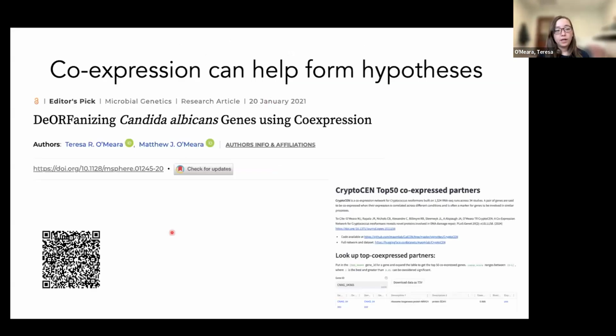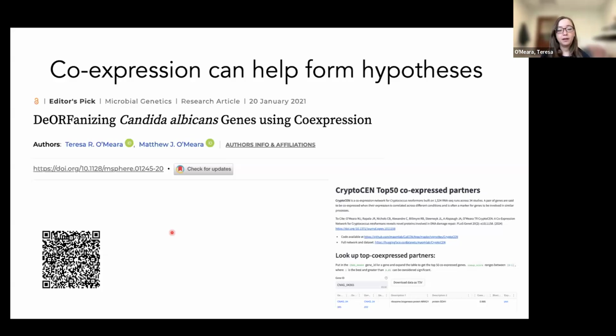So one of the things that we've been working on is the idea that co-expression is important and can help form hypotheses and decrease the number of tests you have to do to understand what a gene does. And so we've done this for Candida albicans, and we've also done this for Cryptococcus neoformans. And the idea is that if a gene is transcriptionally expressed with a cluster of other genes, that they always behave the same way across multiple different environmental and genetic perturbations, they're more likely to be involved in the same phenotype. Intuitively, that makes sense.